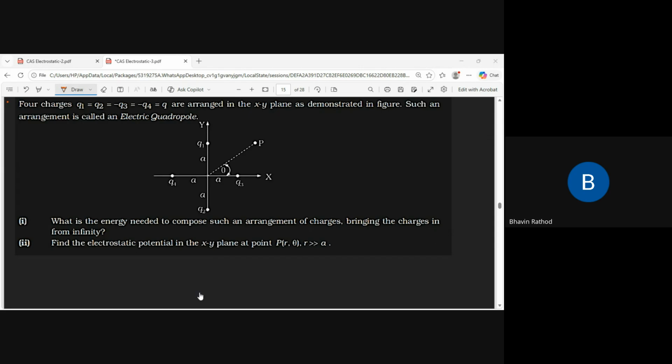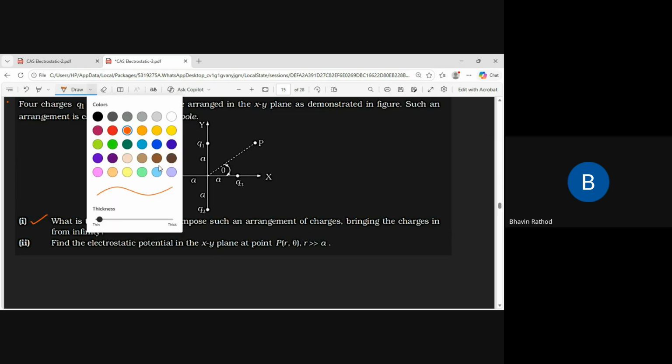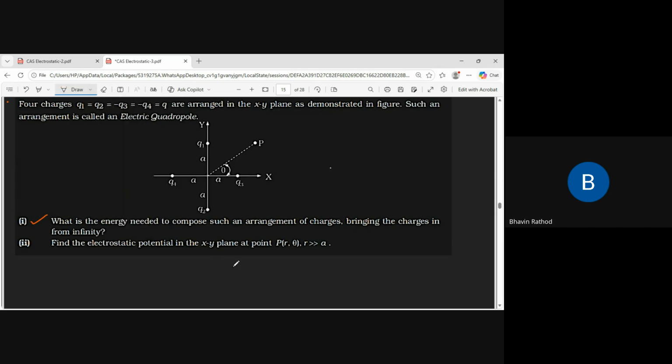Okay. So let us see how we can solve this. So here we are given an arrangement of four charges. Two of them are positive, two of them are negative, right? And in the first part, we want to find what is the potential energy of that system. Now that's an easy enough question.